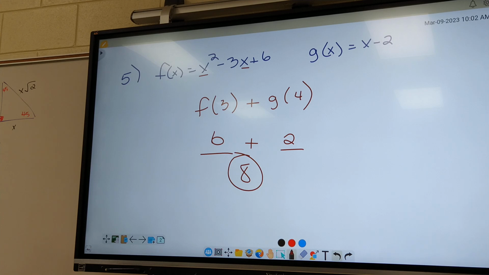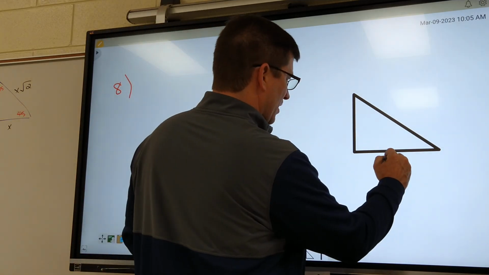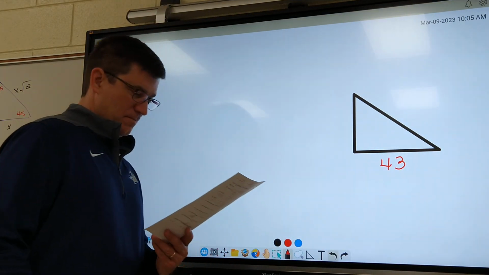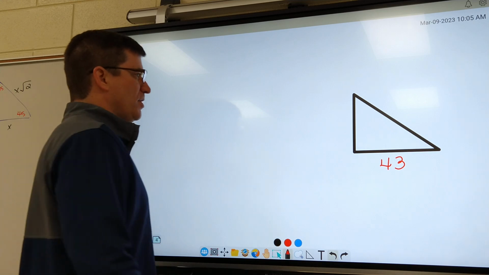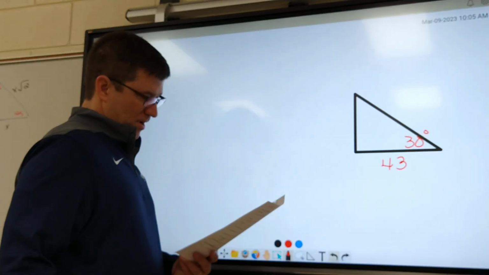All right, 7, 8, and 9 is what we just finished up on the test. So y'all should be good on that. Do go outside, it's going to be on the ground. So your 43 feet has to go on the ground. Angle of elevation is 30 degrees. Our angle is always the bottom angle. How tall is the flagpole?